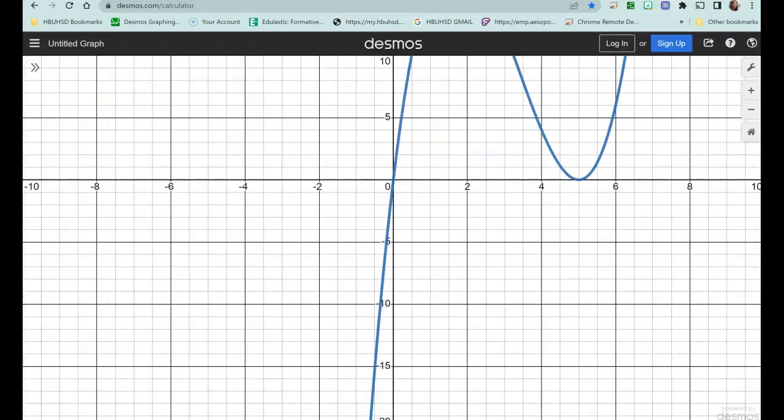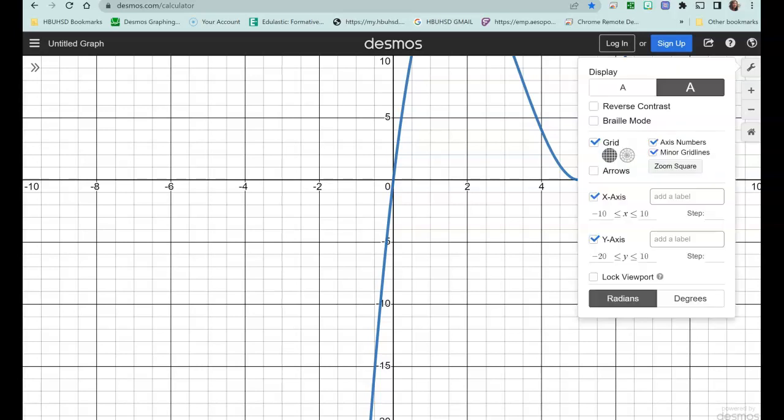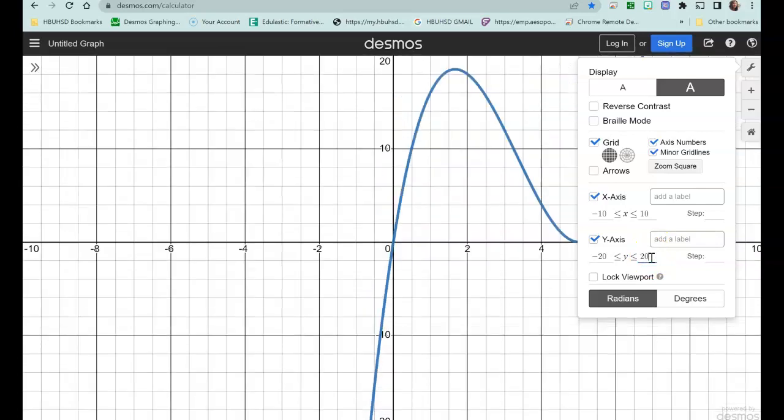As you can see, I can't see the top. So you can zoom in or out, right, guys? You can hit the wrench. And I want more of the y value. So if I want more of the y value, I can go in. And can you see this y-axis? Maybe go in and do 20. Is that okay? Okay.